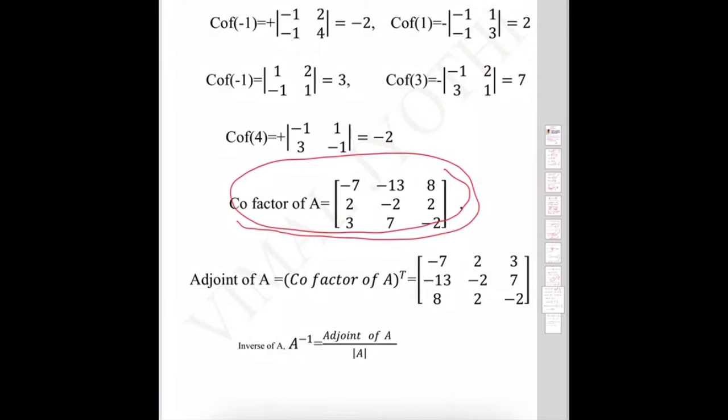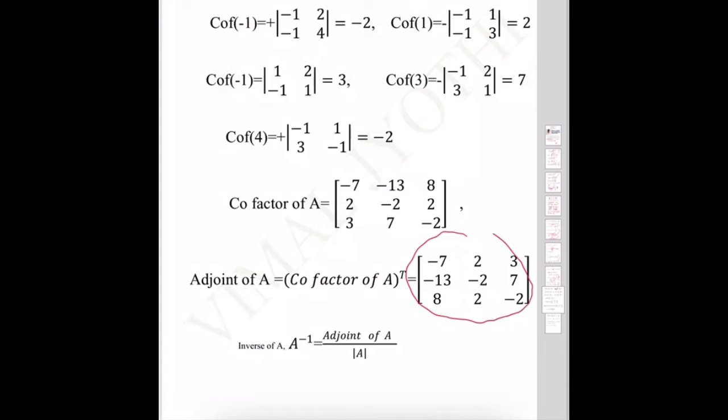Then adjoint of A is equal to transpose of cofactor of A. That is minus 7, minus 13, 8. Transpose of that is equal to this. 2, minus 2, 2. Transpose of that is equal to this column. Transpose of this row is equal to this. Okay. This is adjoint of A. Adjoint of A is equal to transpose of cofactor of A.